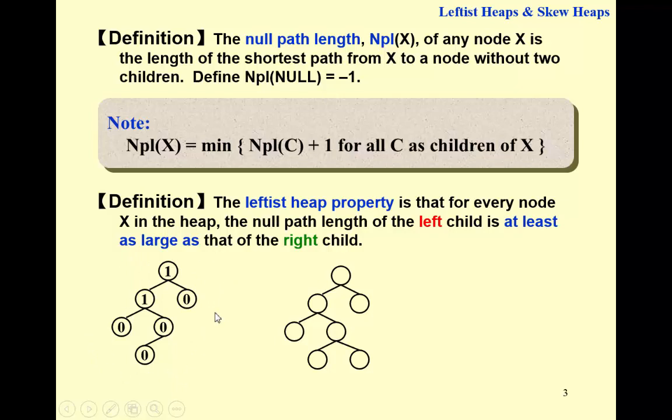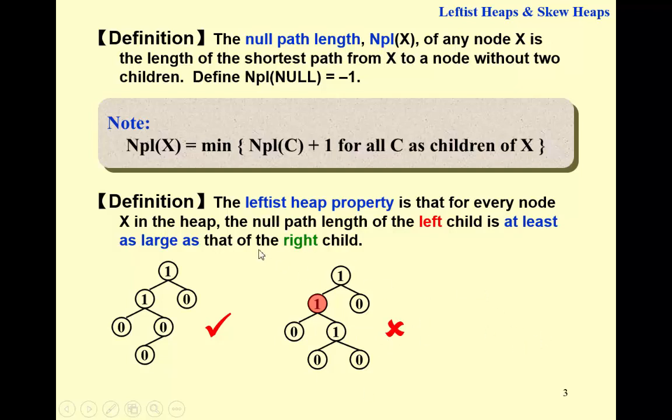So is it a leftist heap? Yes, no problem. Okay, now let's check this one. We have 0 and 0, so this is going to be 1. But that one is 0, so something's wrong here. But let's continue to calculate this one. The NPL of this one would still be 1. And this is 0, and that is 1. So is this a leftist heap? Well, since this node violates the leftist heap property, this is not a proper one.